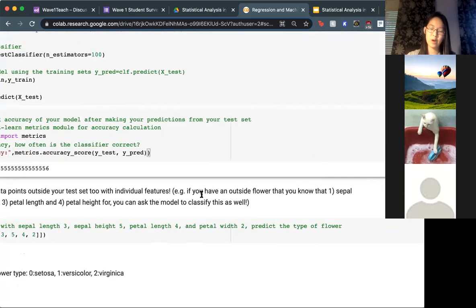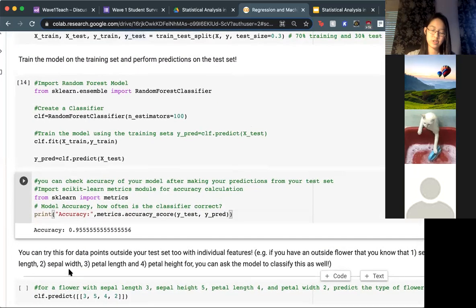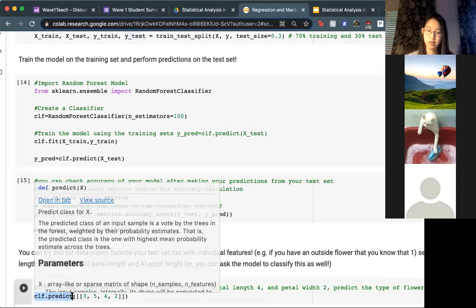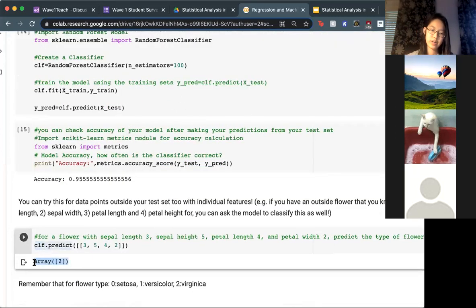So let's say you have that outside flower. You picked it off the street and you measured it out. You have, hey, sepal length of 3, sepal height of 5, petal length of 4, and petal width of 2. Hey, I want to know what type of flower this is. I can go to this model and do the clf.predict with the trained model. Run this through, and you'll get array 2.